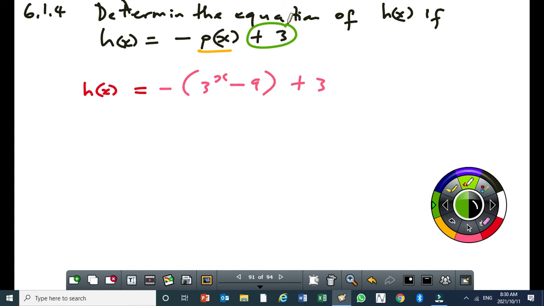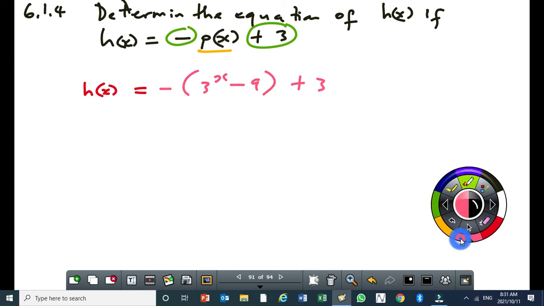It represents the vertical shift by 3 units upwards. And what does this minus mean? Because you have to know that. What does that minus stand for? There are two types of reflection. Be more specific. Which reflection? It's a reflection about the x-axis.